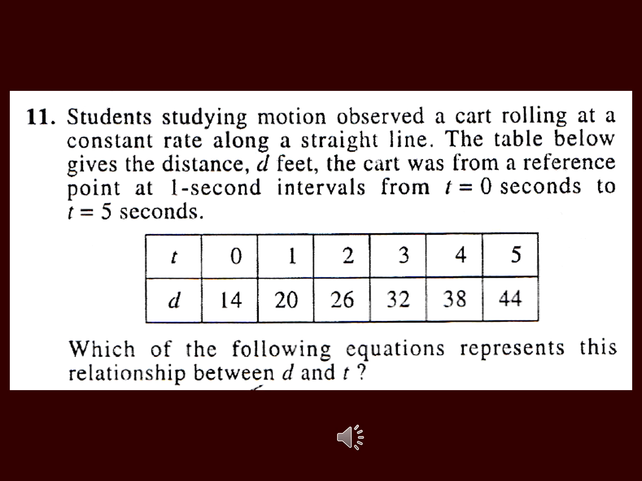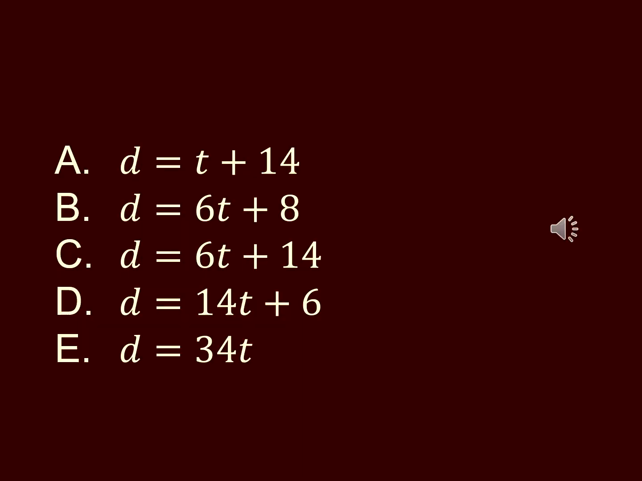Now I know a lot of people that get freaked out by the ACT because it's all story problems. But the key is to focus in on what matters. We're trying to figure out a relationship between the top row and the bottom row in this table. The possible answers they give us here are d equals t plus 14, d equals 6t plus 8, d equals 6t plus 14, d equals 14t plus 6, and d equals 34t.